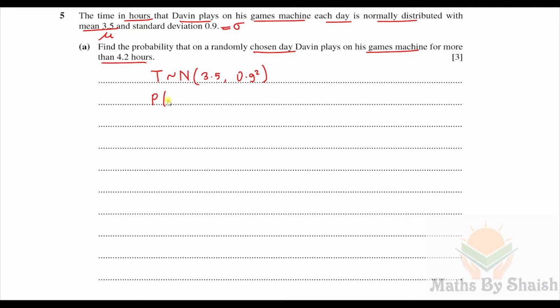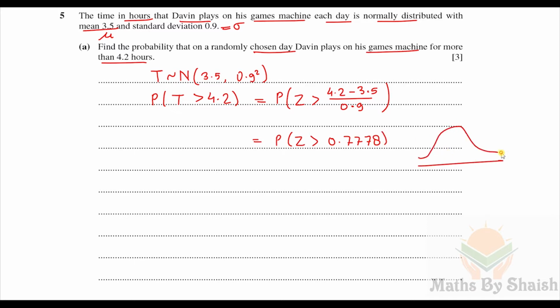So we need to find the probability of t more than 4.2 hours, and which is in the standard normal distribution, it would be z greater than 4.2 minus mu, that is 3.5, over sigma 0.9, which will simplify and get z greater than 0.7777, and also I'll take 0.7778 till 4 decimal places.